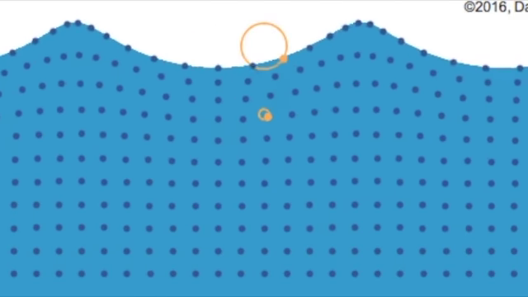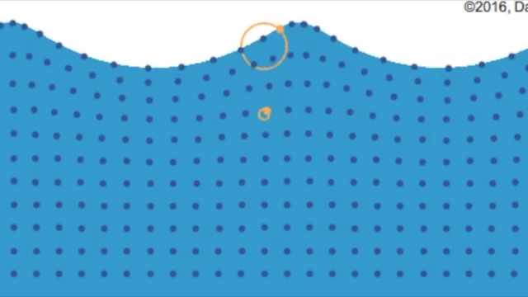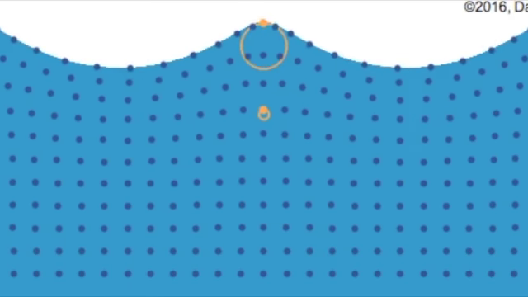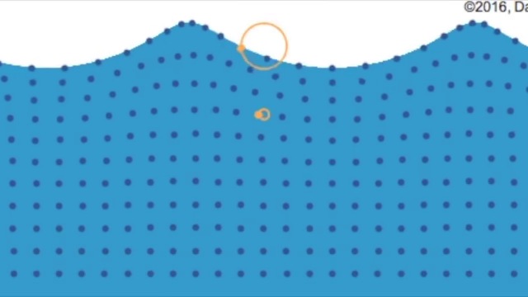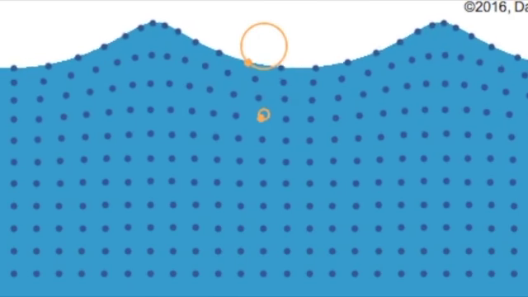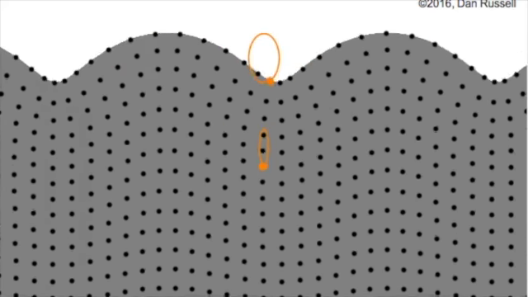The animation shown shows a water wave traveling from left to right in a region where the depth of the water is greater than the wavelength of the waves. I have identified two particles in orange to show that each particle indeed travels in a clockwise circle as the wave passes.